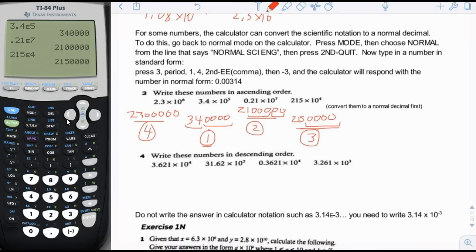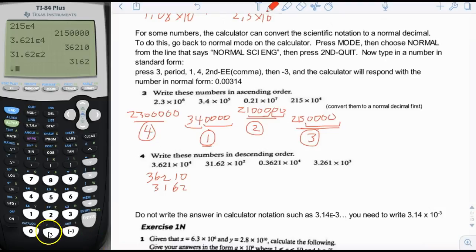Okay, now we're going to do the same thing again. We're going to convert them all to normal decimal. So 3.621 EE 4. We're going to have 36210. Just one zero, right? The next one is 31.62 times 10 to the 2, which is 3162. And this time, I think it'll be a little easier if I write them one on top of each other. It's easier to compare them, right?